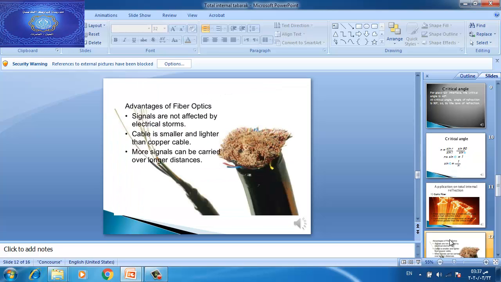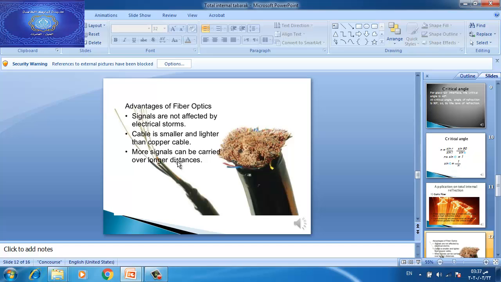Now we will learn the advantages of fiber optics. Fiber optics has many advantages. Unlike copper cable, the signal carried by the optic fiber is not affected by electric storms. Also, optic fiber is smaller and lighter than copper cables, and more signals can be carried over longer distances. So optic fiber has many advantages over copper cables.